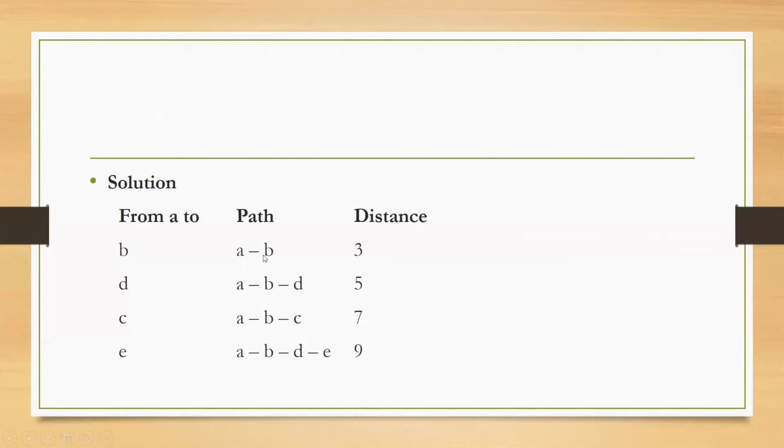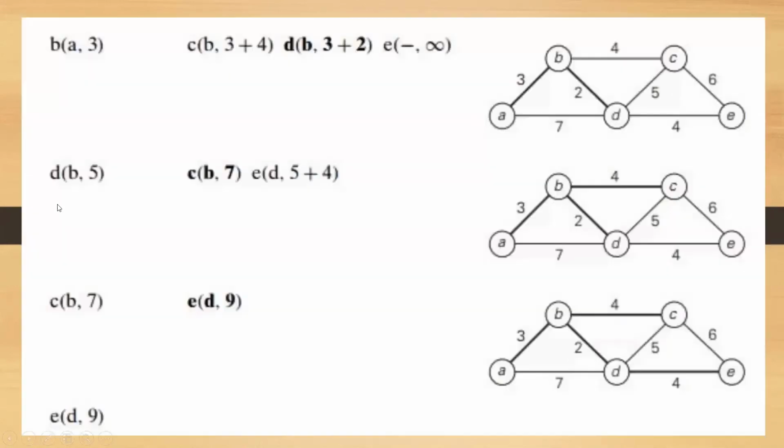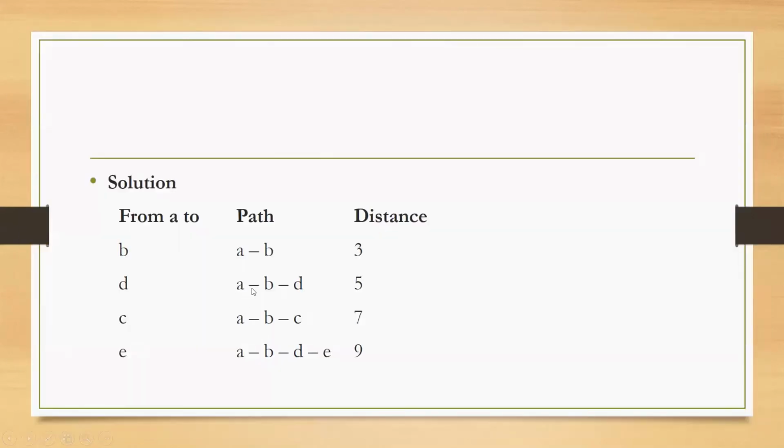Distance is 3. To D, from A to D, it is via B, isn't it? So you look at the diagram, the last step: you're starting from A, you're reaching D, and it tells you're reaching via B. So that means the path is A, B, D, and the total distance is 5. The total distance is present in the bracket.